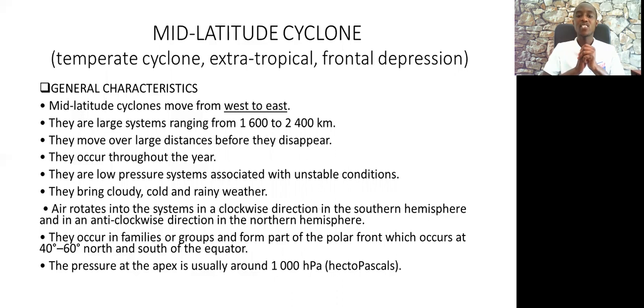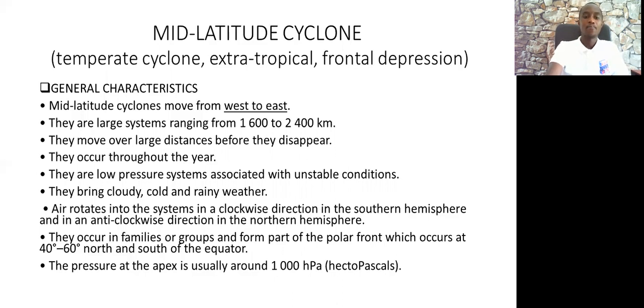The air rotates in the system clockwise in the southern hemisphere and anti-clockwise in the northern hemisphere. So you must always know that in the southern hemisphere, the air circulation is clockwise. In the northern hemisphere it is anti-clockwise. Okay, so they occur in families.